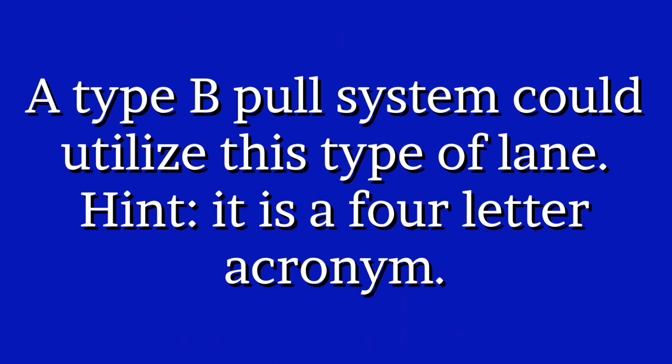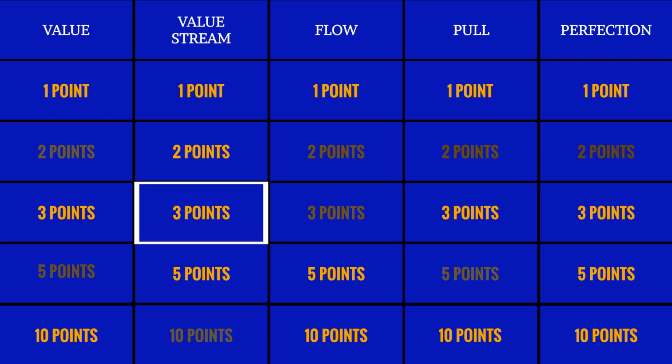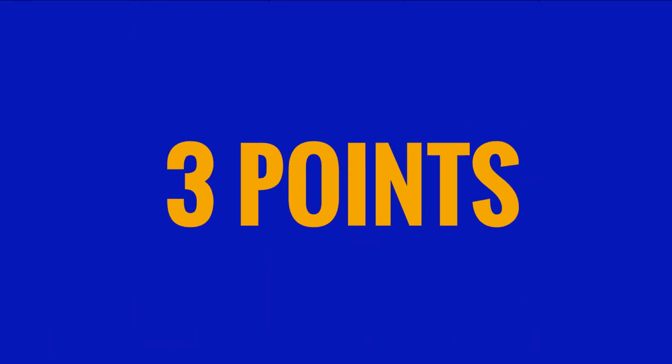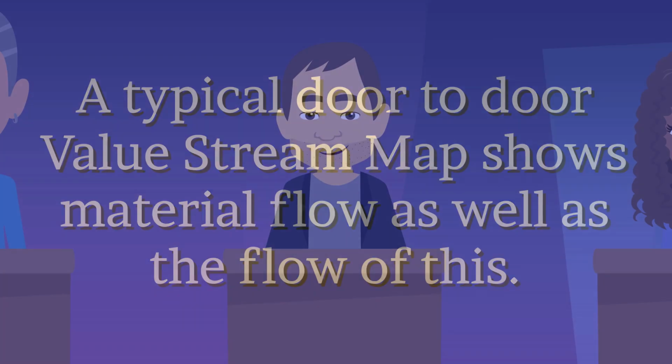A Type B pull system could utilize this type of lane. Hint: it is a 4-letter acronym. What is a FIFO lane? A typical door-to-door value stream map shows material flow as well as the flow of this. What is information?